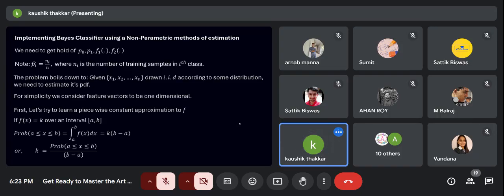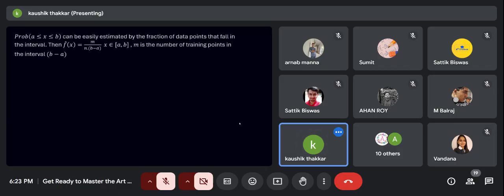Now if we want to estimate f, we just need to find an estimate of k, right? Finding an estimate of k means we just need to estimate the probability that x lies between a and b, that is, a less than or equal to x less than or equal to b. Now this can be estimated by the fraction of data points that fall in the interval.